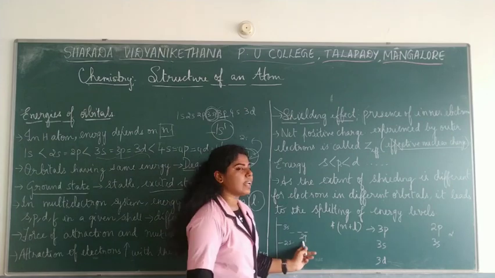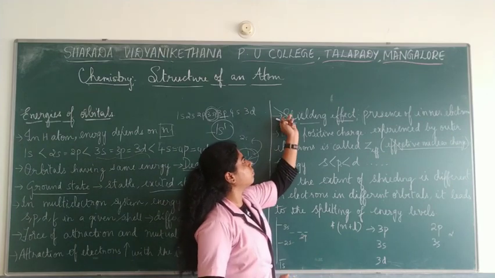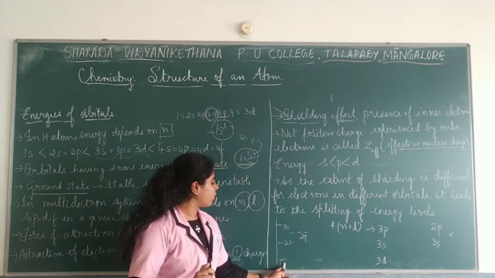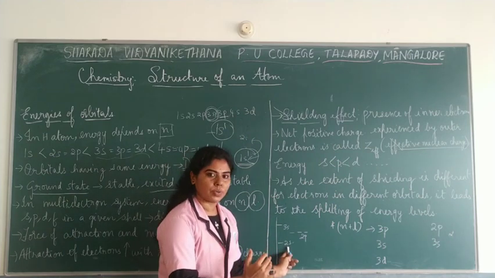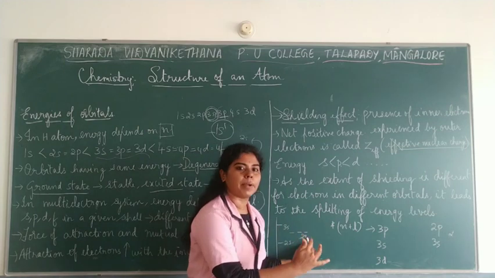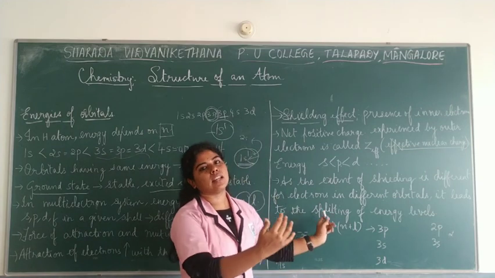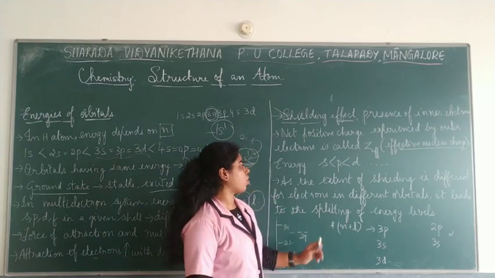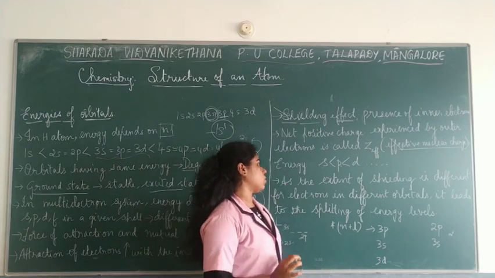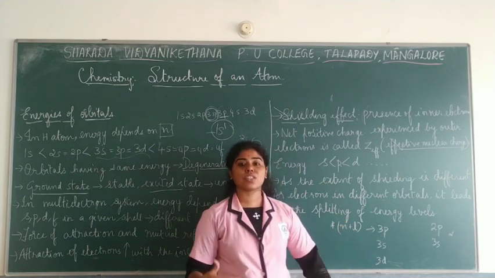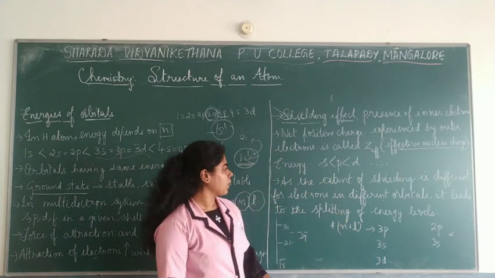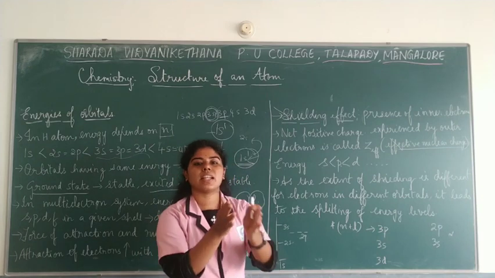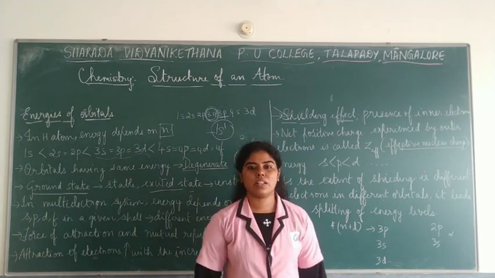But in the case of a multi-electron system, because of these two effects, the energies will vary. 1s will have less energy when compared to 2s, 2s will have less energy when compared to 2p, then 3s, then 3p, and so on. This is the main reason for the energies of the orbitals in a multi-electron system. As the extent of shielding is different for different electrons present in the orbitals, there is splitting of these energy levels.